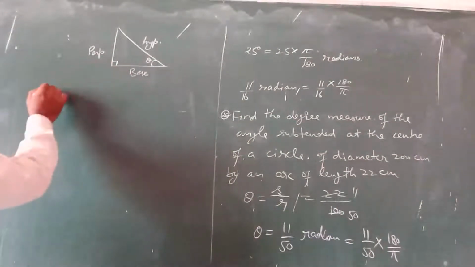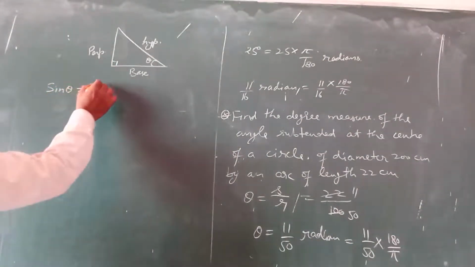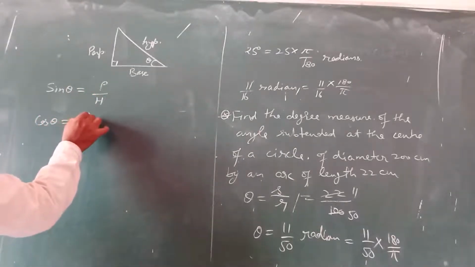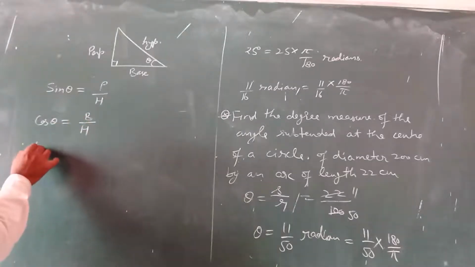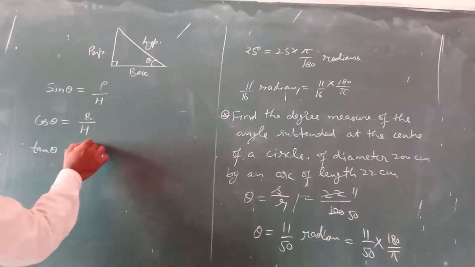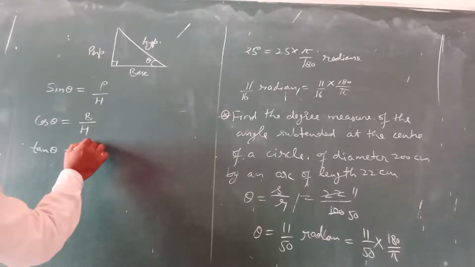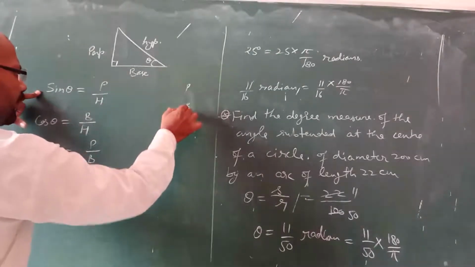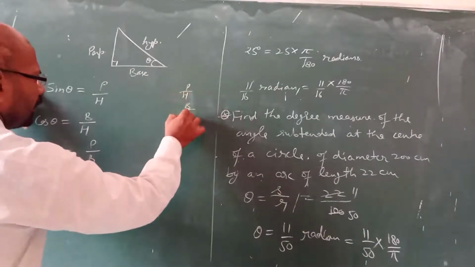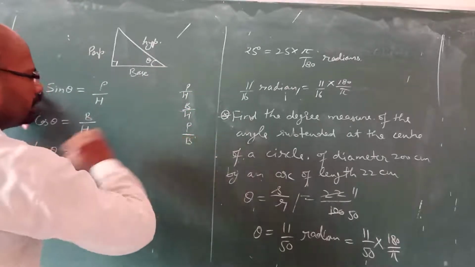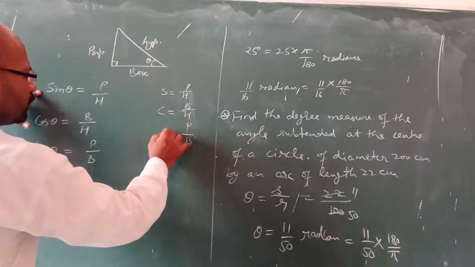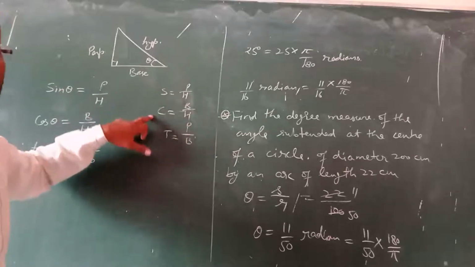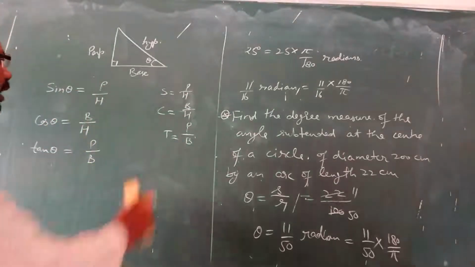Okay, now from here we will find sin theta equals perpendicular upon hypotenuse, cos theta equals base upon hypotenuse, tangent theta equals perpendicular upon base. We can learn this with the mnemonic "Pandit Badri Prasad Har Bole Sona Chandi Tole".